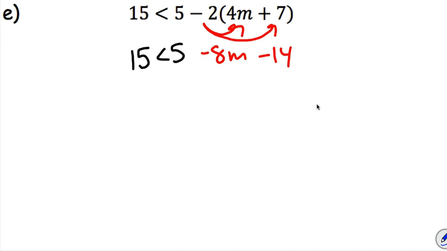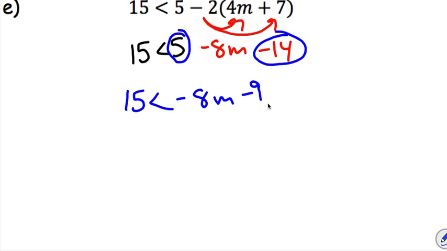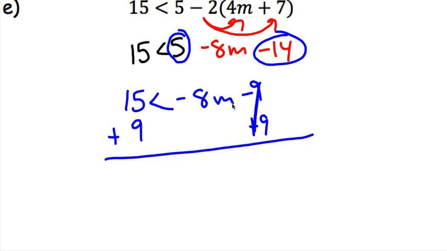Okay, so hopefully you tried this one on your own and you have an answer. So here we go. Next step, we want to combine our like terms. So that's a 5 minus 14. I like to put my number with the variable first. So I'm going to put negative 8m, and then this is going to be a minus 9. Okay, 5 minus 14 is negative 9. So now we add the number that does not have a variable, so we will add 9 to both sides. Cancel that out. 15 plus 9 is 24, is less than negative 8m.